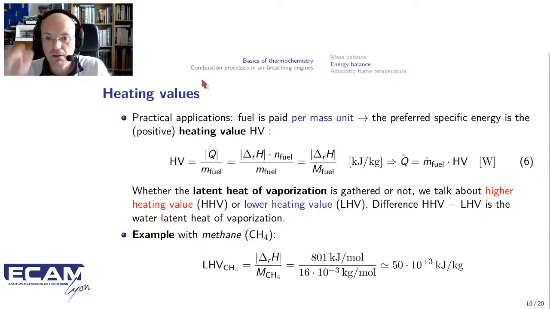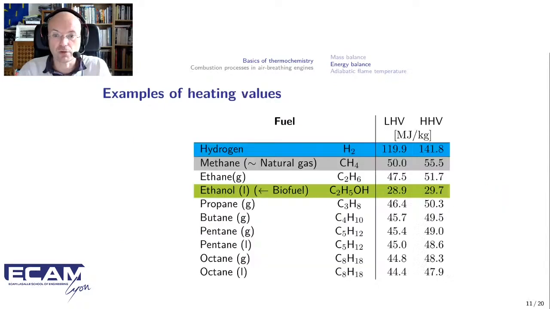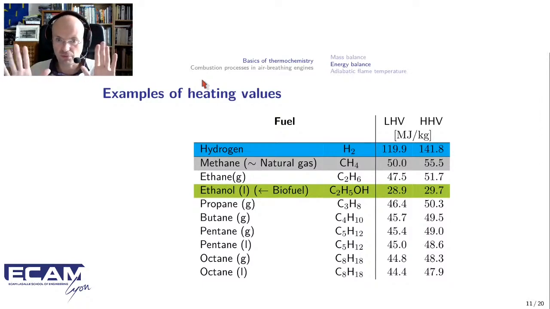To finish with that, an example on the last line: if I consider the heat of reaction I previously calculated for methane, and I divide it by the molar mass of methane, I will obtain what is called the heating value, the lower heating value of methane. It's close to 50 megajoule per kilogram. If I remember well, it's here. Okay, here you have some examples of lower heating value in the second column. The third column is about higher heating value. It's really close. It's between 40 and 50 for most hydrocarbons.